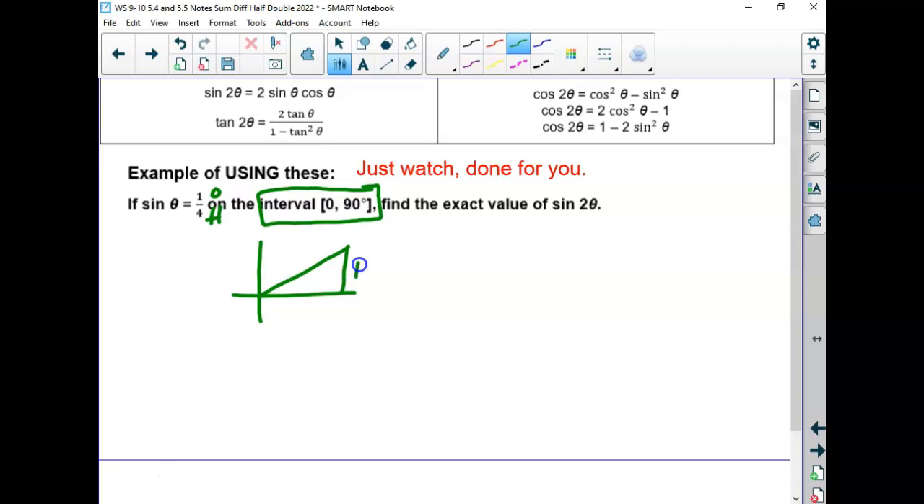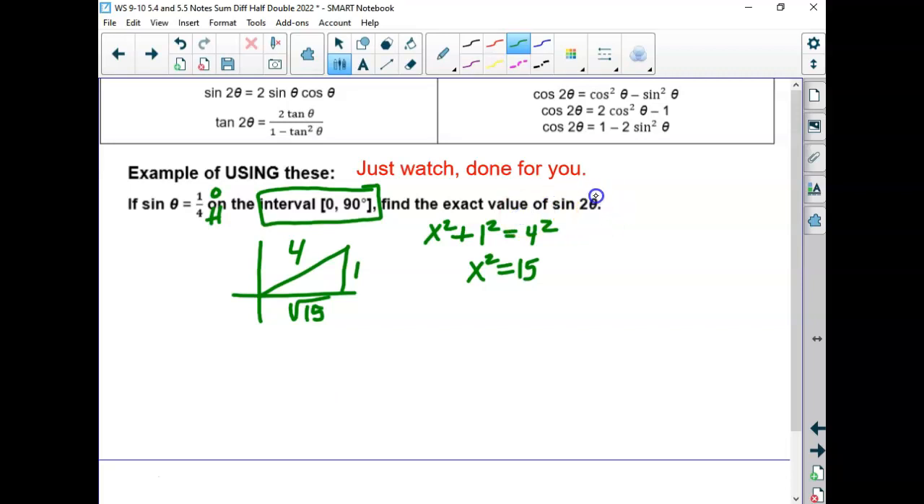Did I lose anybody yet? Opposite over hypotenuse. Then I have to do Pythagorean theorem. This would be 16 minus 1, which is 15. So this is the square root of 15. And it's positive because of the quadrant I'm in. Is everybody okay? All right.